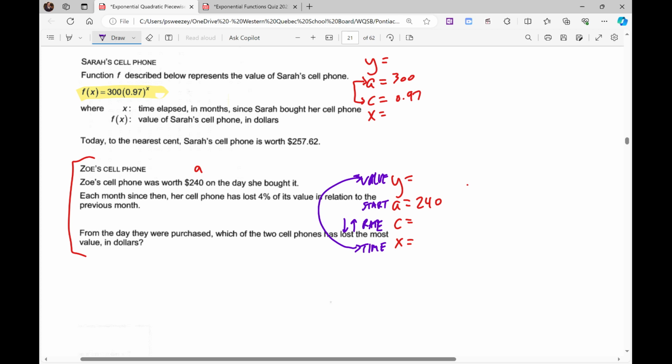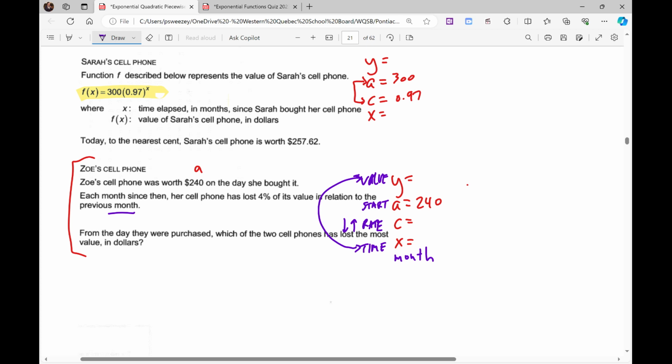All right. So each month since she bought her cell phone, it has lost 4% of its value in relation to the previous month. Interesting. I'm going to write that down here underneath where it says month, just to make sure that we're on the same page here. So it loses 4% every month. Now, from the day they were purchased, which of the two cell phones has lost the most value in dollars?